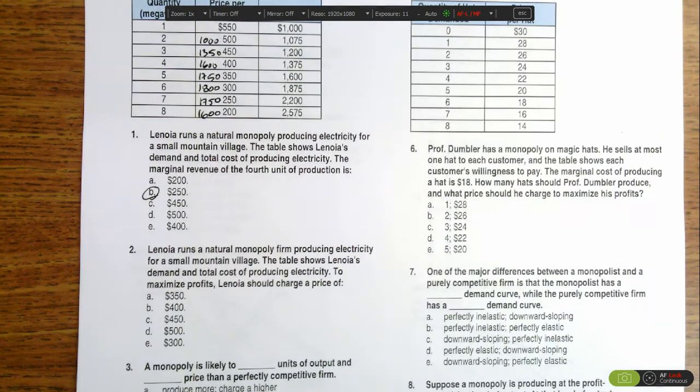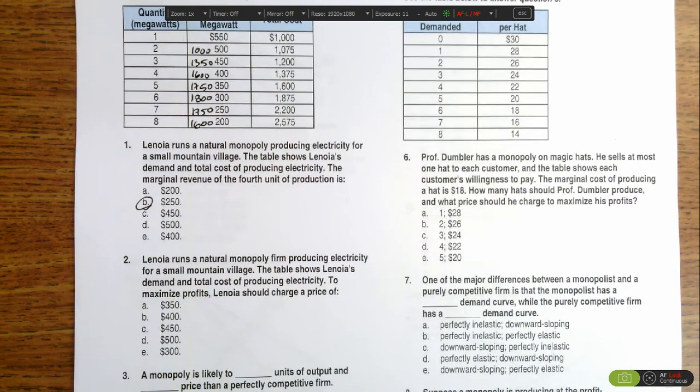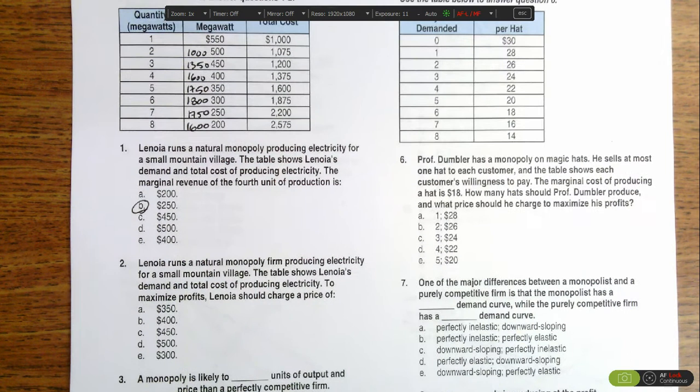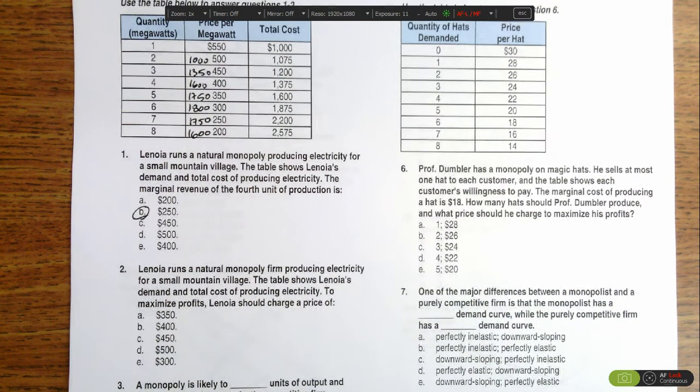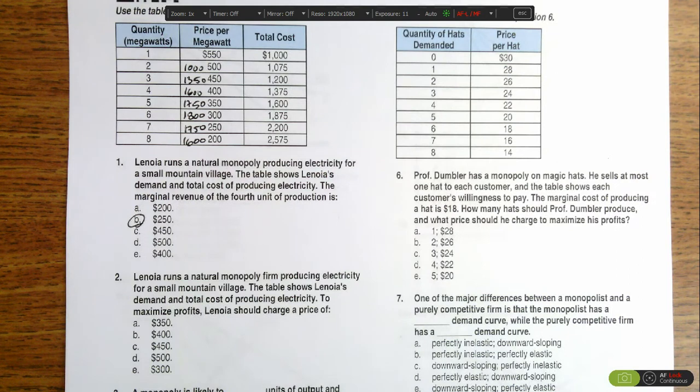This portion of the question is asking what price Leona should charge in order to maximize her profits. And so what we need to know to answer that question is marginal revenue equals marginal cost. It's the optimum output rule, regardless of the market structure.